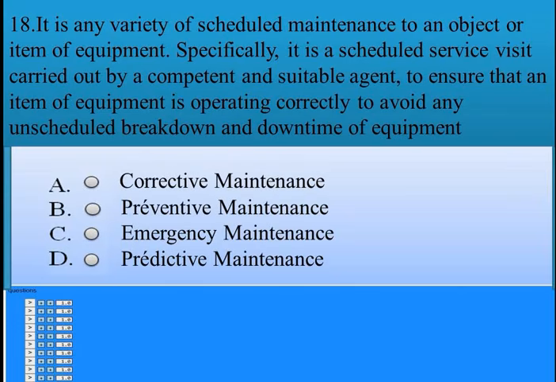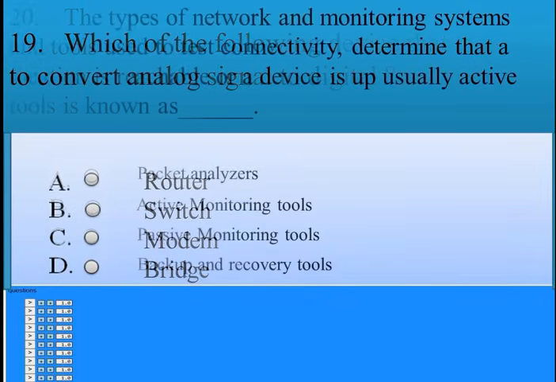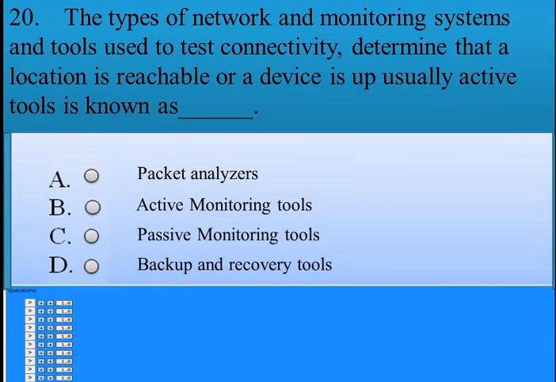Preventive maintenance. Question number 90. Which of the following devices is used to convert analog signal to digital? A. Router. B. Switch. C. Modem. D. Bridge. The correct answer is C. Modem.